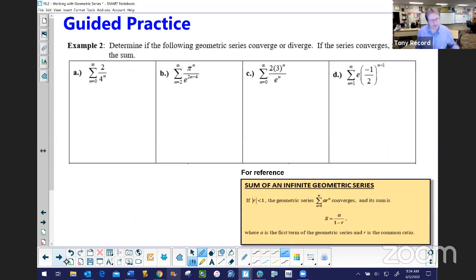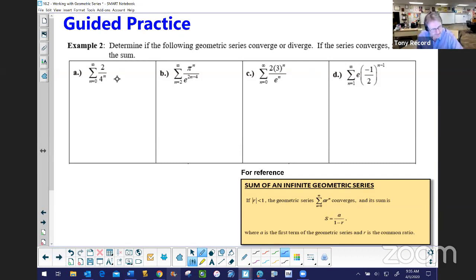All right, so let's take a look at some problems that deal with finding the sum of an infinite series. So this would be example 2 in your guided practice section. We've got: determine if the following geometric series converge or diverge, and if the series converges, find the sum. Well, I guess we don't really know if we have convergence or divergence, so we ought to take care of that first.